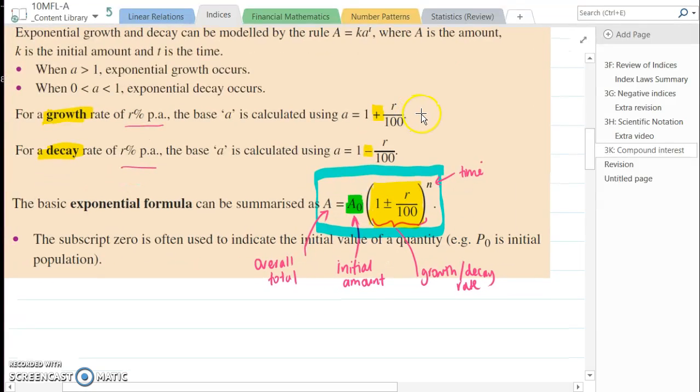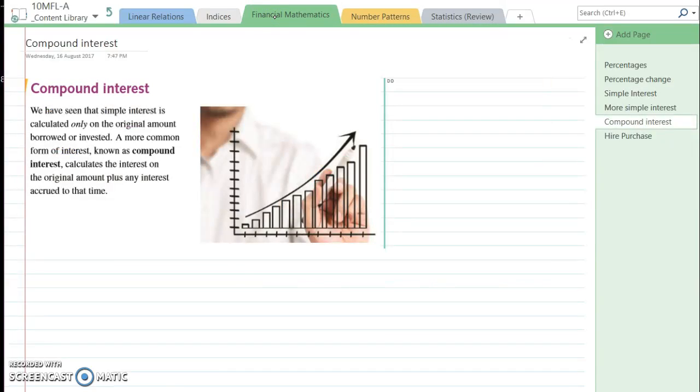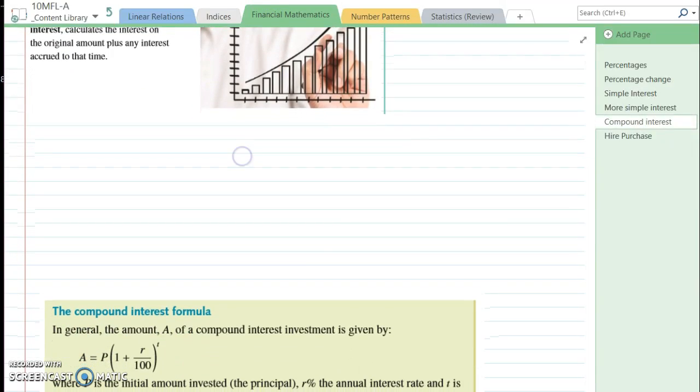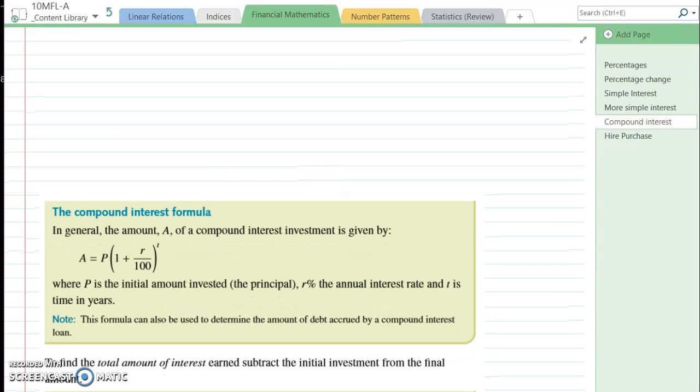You remember that when we are talking about growth, we use a plus, and decay we use a minus. This formula you would have typed into your calculator a couple of times, where we have the interest amount expressed with this, multiplied by the initial borrowed amount, which will give us the overall total that we owe or that we have decayed. So we're revisiting it again now, where some of the variables are just slightly different.